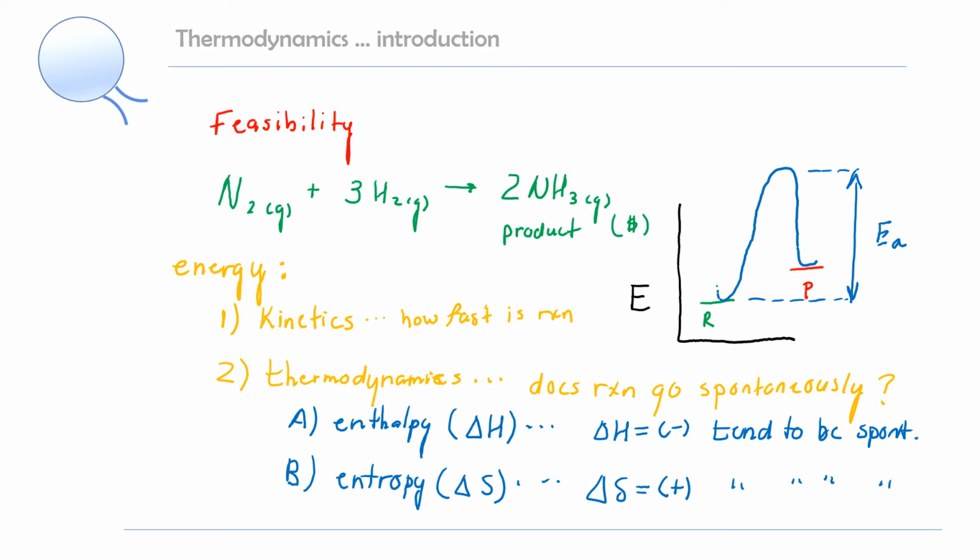All right, so thermodynamics has to do with, does the reaction go spontaneously? It depends on enthalpy and entropy. Kinetics depends on the speed of the reaction. It has to do with the magnitude of the activation energy as dictated by the mechanism. And these two things are independent of each other. You can have a spontaneous process that takes a really long time to go, or you can have a really fast reaction that's non-spontaneous.